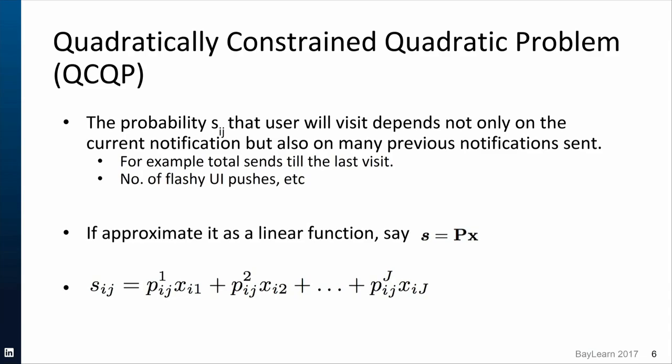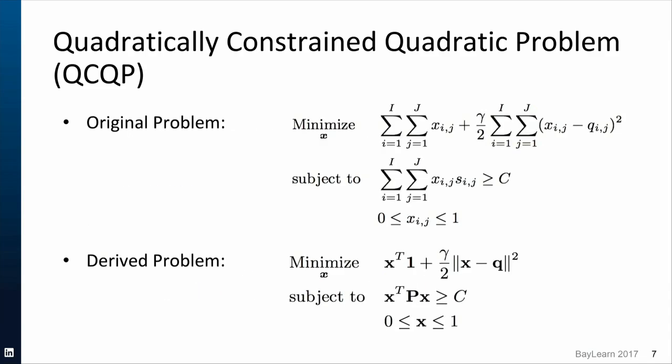So if we actually do this kind of a proper modeling in this setup, what happens? This was our initial problem, which was minimizing sends such that the sessions do not drop. Now the derived problem becomes, writing it in a vectorized form, x transpose 1, which is exactly that, plus the second order term, subject to the constraint that x transpose Px is greater than c. So from a QP, we have derived a problem which is a QCQP.